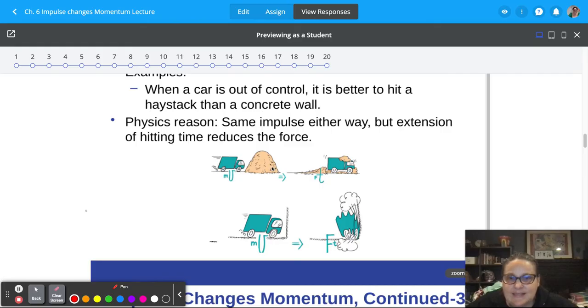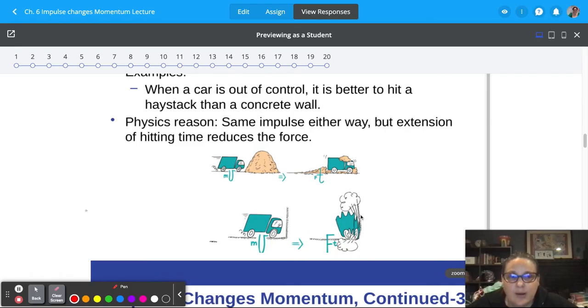When striking the haystack, the vehicle slows over a long period of time, therefore having a smaller force. But when it hits a concrete wall, it stops in a short period of time and therefore has a large force. The impulse is the same either way, because you're going from a starting velocity to 0, but the amount of time you take to stop is the variable that you can control and can change the amount of force, which would be the impact of the stopping. So the same vehicle going the same speed can crash and not injure you, or crash and injure you.